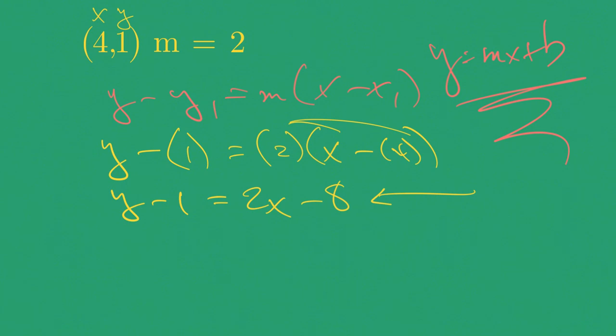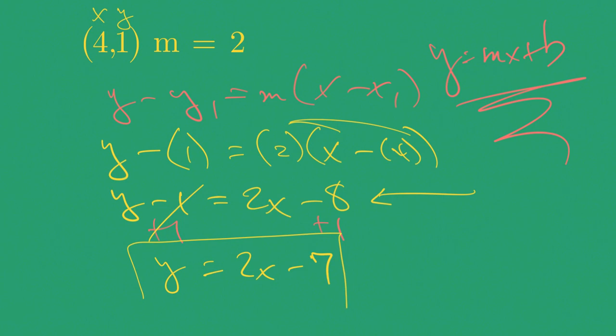And how would you move negative 1? So watch this. We're going to add 1. So negative 1 plus 1, gone. There's our y equals. We've got 2x. What's negative 8 plus 1? Negative 7. And now our equation is in slope-intercept form.